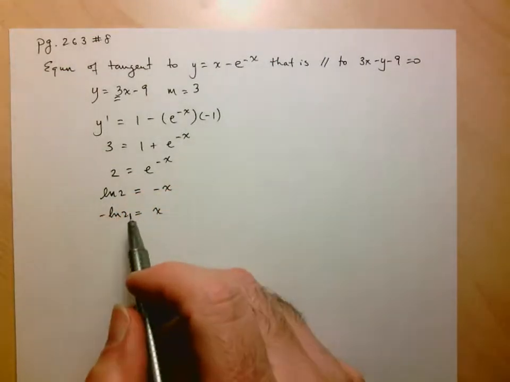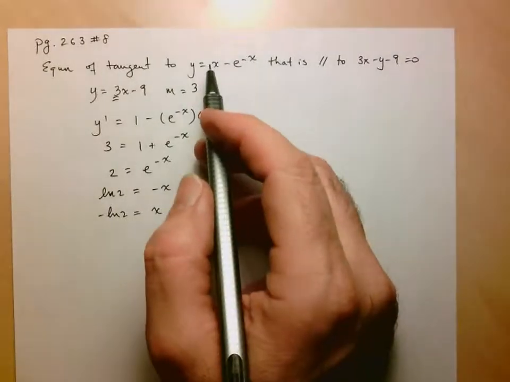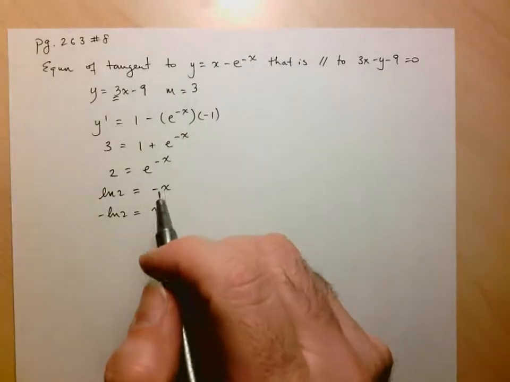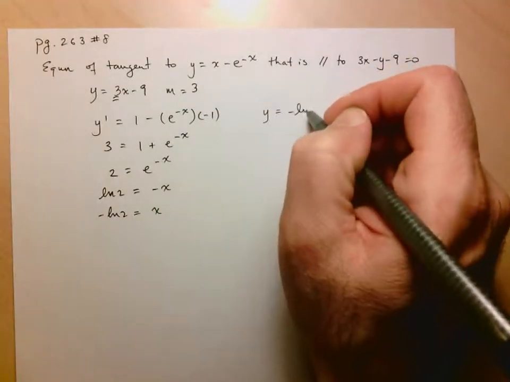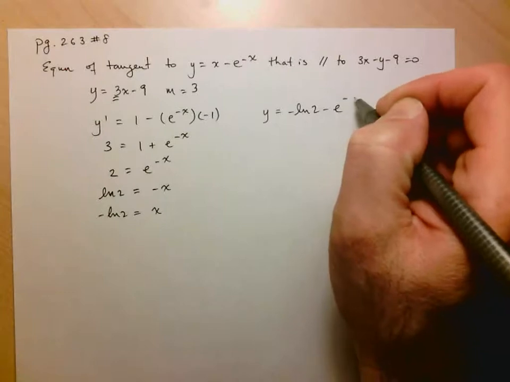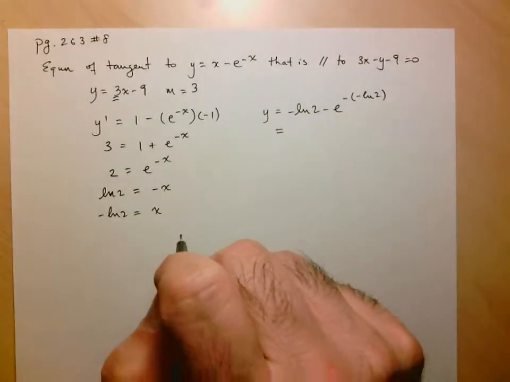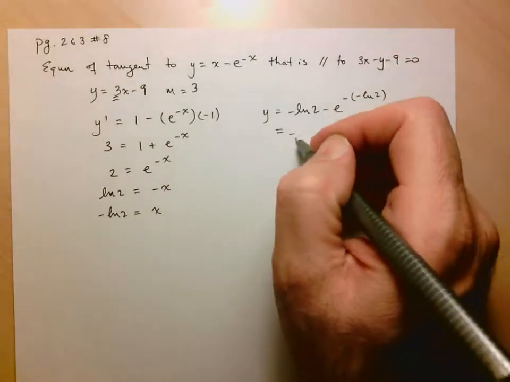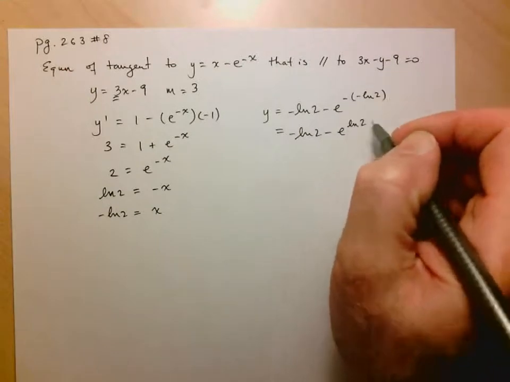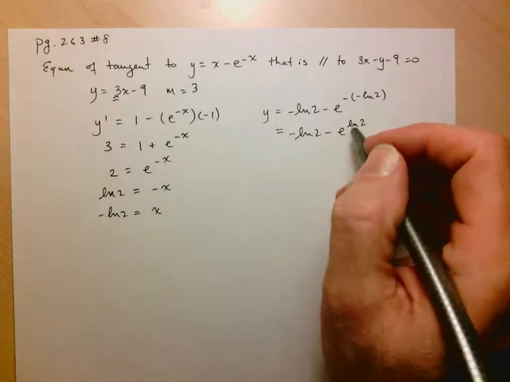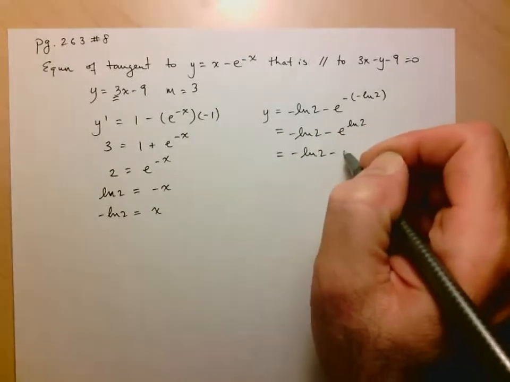So here's the x value of the point that they share, and in order to find the y value of the point that they share, I just have to stick it back into the equation of the curve. So the y value will just be given by x, so negative ln 2 minus e to the negative ln 2. Again, I'd like this as simple as possible since I actually have to work with it. So here, negative ln 2 minus, and here the negatives just cancel out, so I'm just left with e to the ln 2. Again, these two are inverses of each other, so they just cancel each other out. So negative ln 2 minus 2.